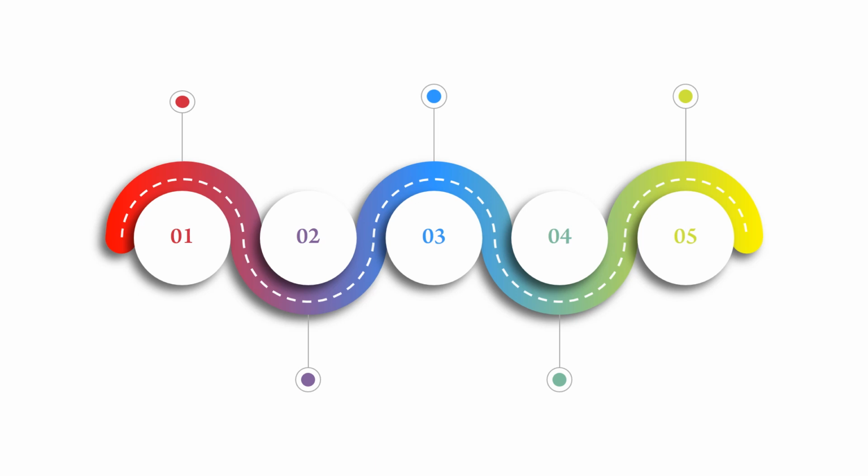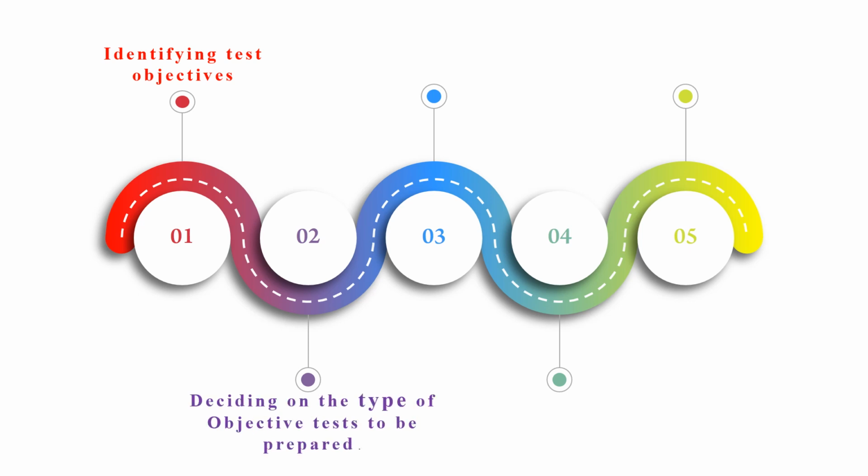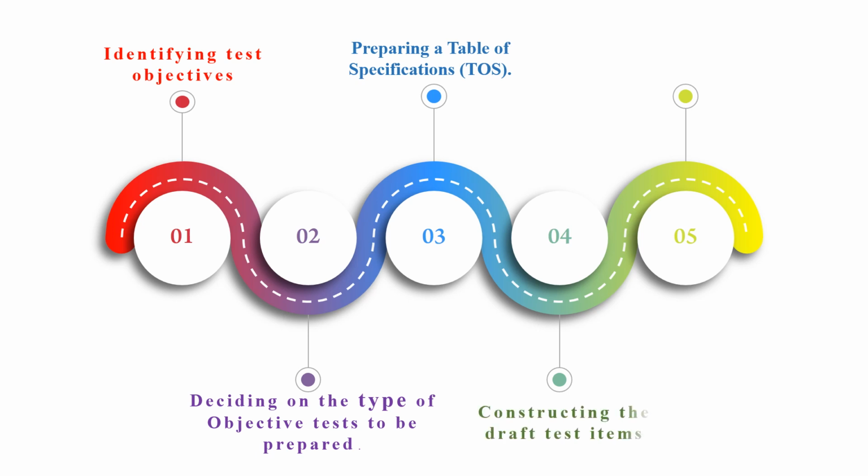These are the steps to planning a test. 1. Identifying test objectives. 2. Deciding on the type of objective test to be prepared. 3. Preparing a table of specifications, TOS. 4. Constructing the draft test items. 5. Tryout and validation.